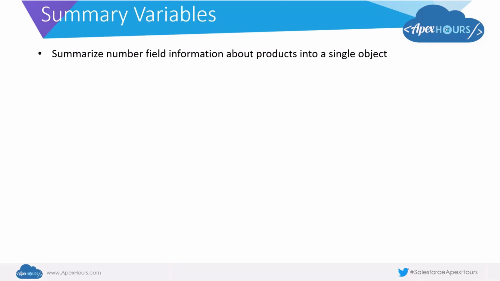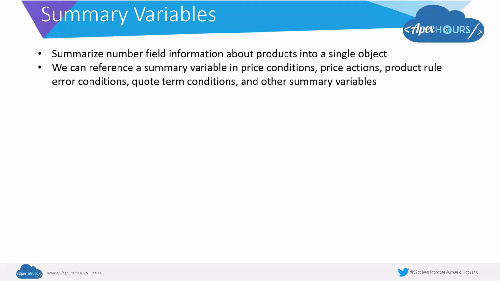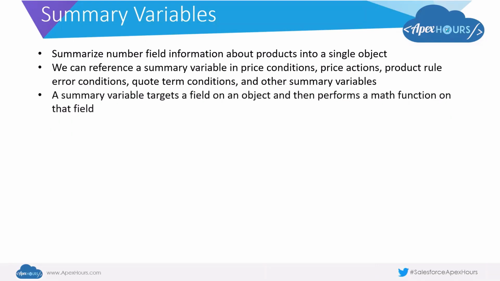So what are summary variables? Summary variables summarize the number field information about the products into a single object. So we can reference a summary variable in price conditions, price actions, product rule error conditions, code term conditions, and other summary variables. A summary variable targets a field on an object and then performs a math function on that particular field.